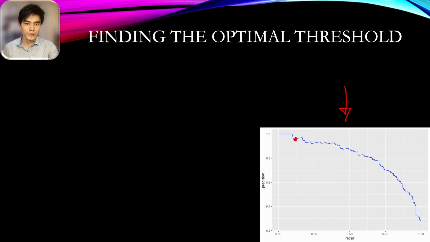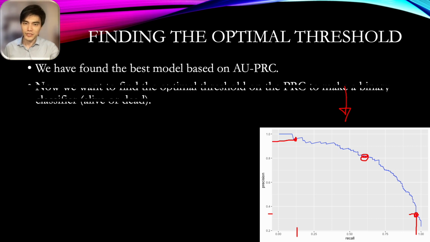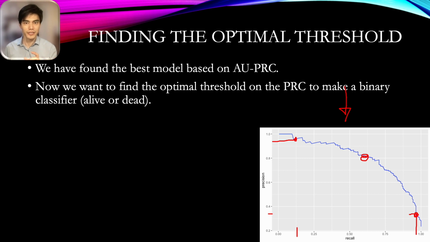Then you have a really good precision, but the recall is pretty bad. And if you give a threshold for that model down here, your recall is really good, but your precision is sacrificed, right? So somewhere around here is the optimal balance between precision and recall. Once we find that threshold, we could make a binary classifier. So if we have a patient, the model will be able to say that this person is more likely to die or this person is more likely to survive.